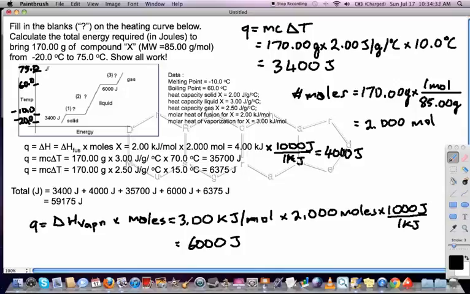So then to figure out the entire amount of energy put into the system in order to take it from minus 20 up to 75.0 degrees, we're going to take every energy that we've calculated along the way here, and add them together, and it's going to pop out to be 59,175 joules.